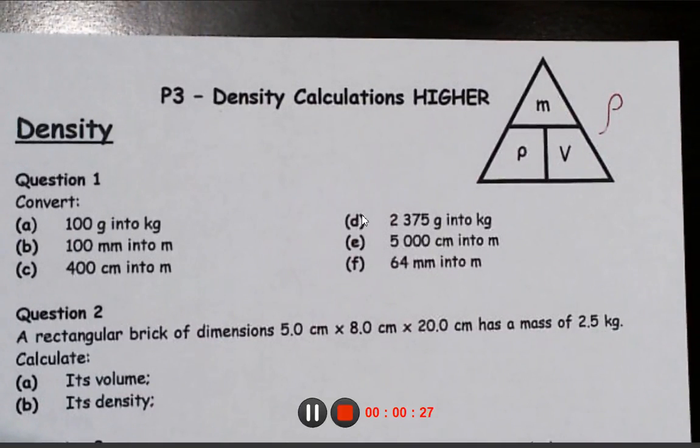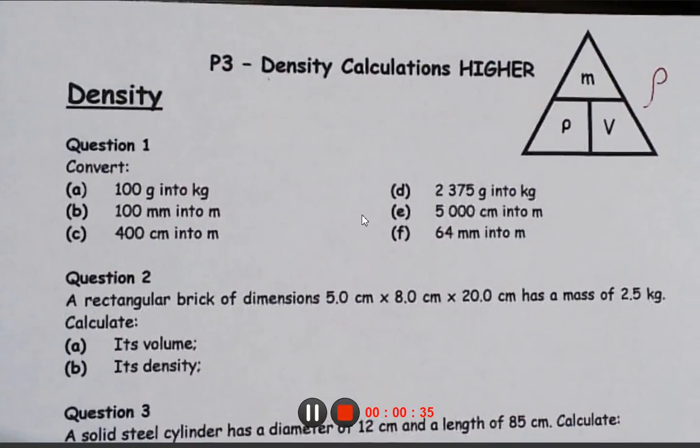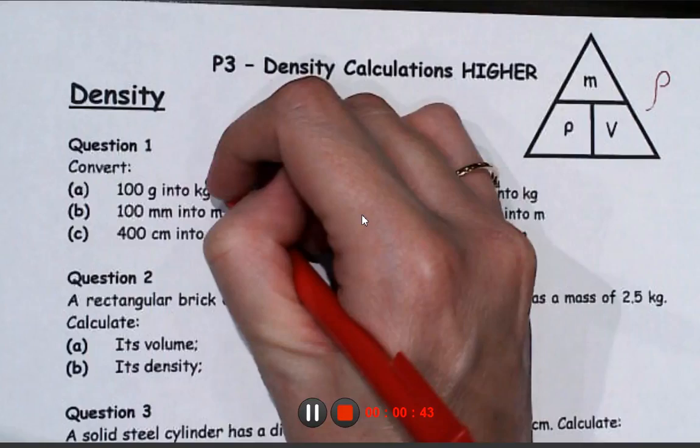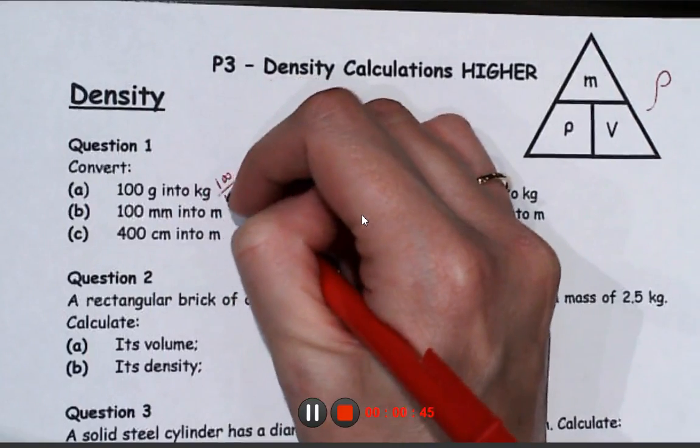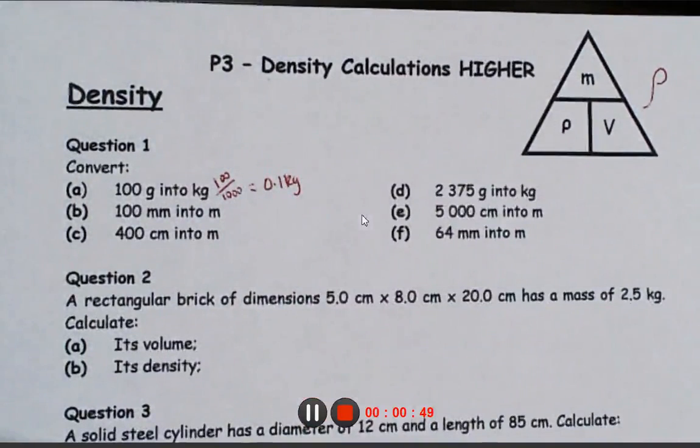I mean, if you're going to do A-level physics and carry on, you should really start using rho, otherwise you'll get confused at A-level physics. Okay, so the first questions are converting different units into the standard unit. So if you want to convert 100 grams into kilograms, you divide by 1,000. So 100 divided by 1,000, which is 0.1 kilograms.